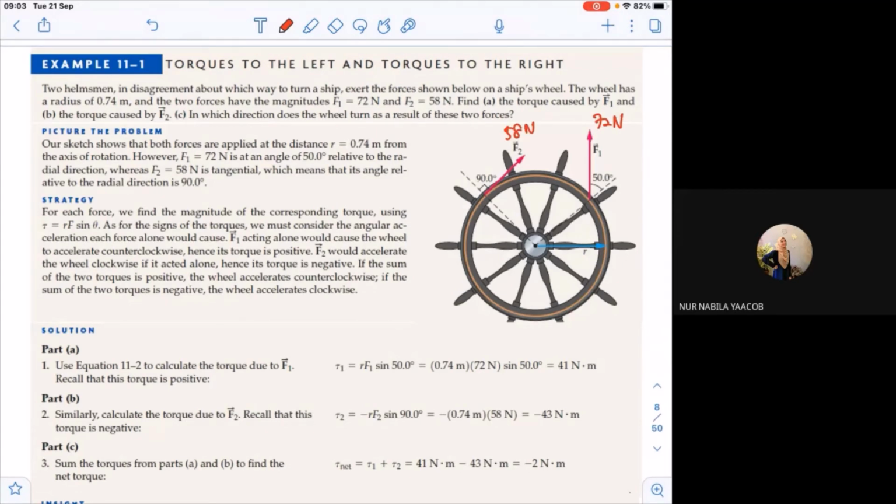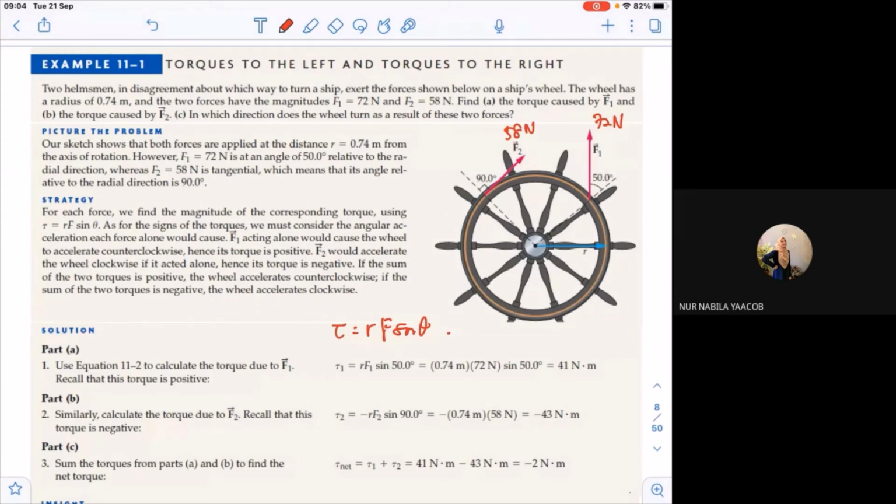The angle between the lever arm and the force is 50. So therefore, you can use this equation: torque equals R F sine theta. So R is 0.74 in meters. We should agree that all values should be in SI unit. And F is 72 Newton, sine 50.